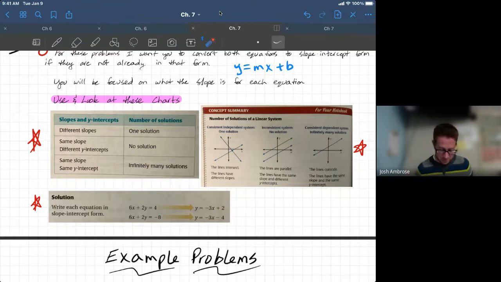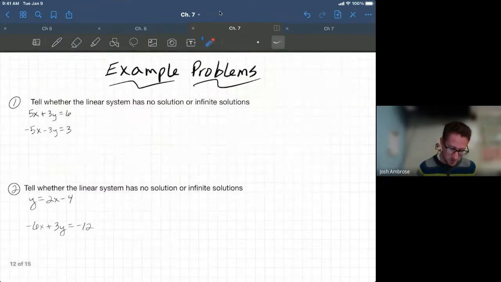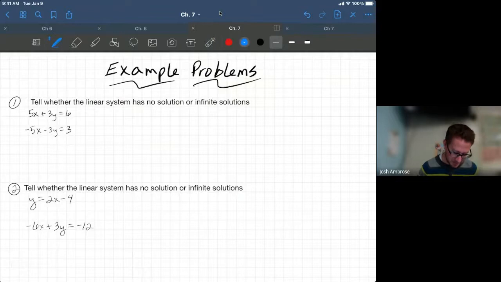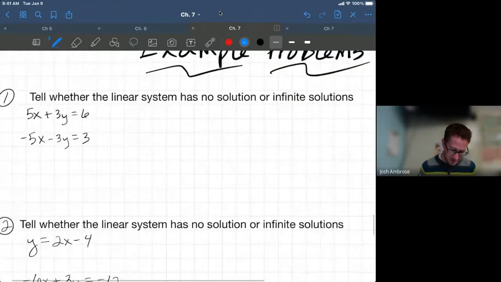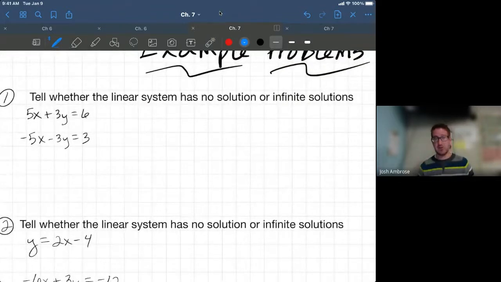Let's do 2 example problems and then we will be done for this video. First, tell whether the linear system has no solution or infinite solutions. I'm going to notice that they're not set up for y equals, so let's set them up for y equals.